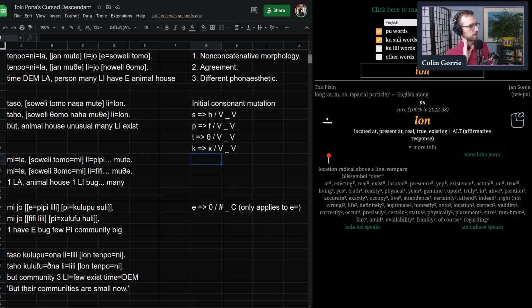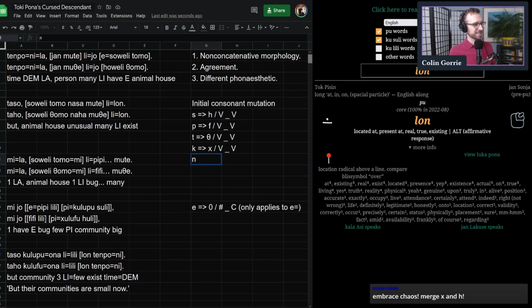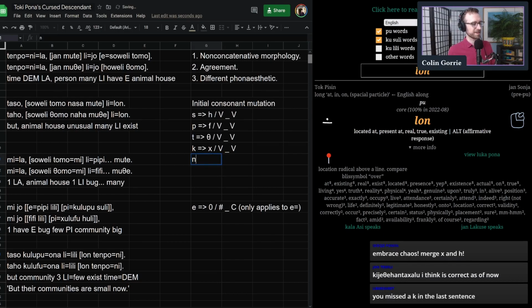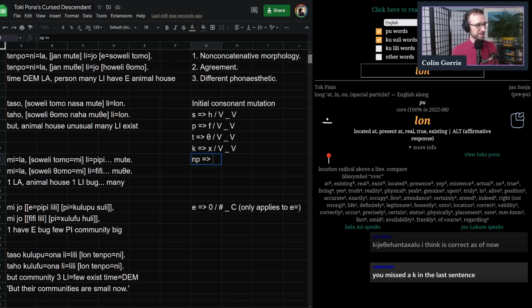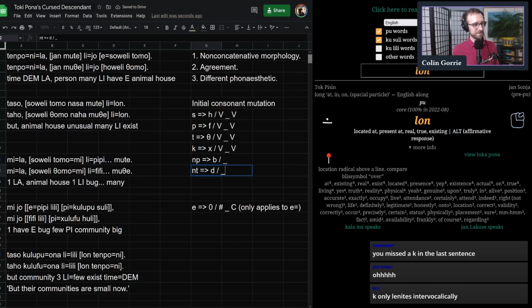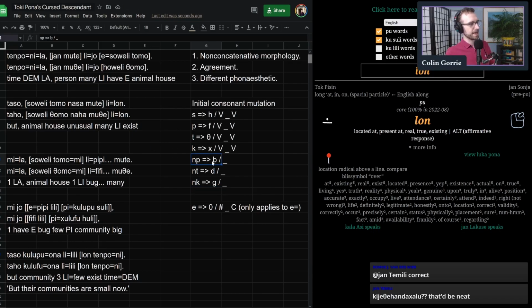Using the magic of nasal stop clusters, we can introduce voiced consonants. So essentially, we have N, all right, I'll write this in a bit less abbreviated way. NP to B, NT to D, NK to G. Right, okay. So let's see what happens now.